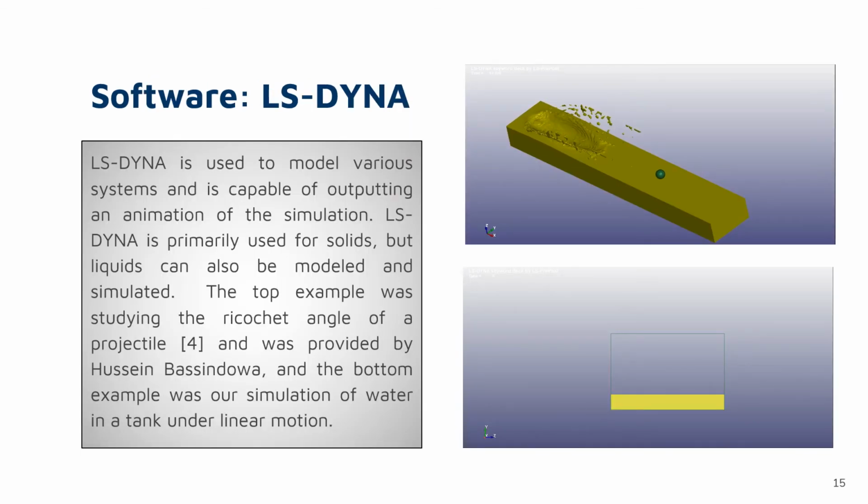LS-DYNA is a simulation software package that can be used to model and test various types of physical systems. While LS-DYNA is generally used for solid interactions, liquids can be studied using the software by creating a solid and giving it properties of a liquid. Using LS-DYNA, a small-scale rectangular tank was modeled and used to simulate the liquid reaction under various motions. The plan with LS-DYNA was to model a rectangular tank, add baffles, and run simulations to compare the effectiveness of various baffles.